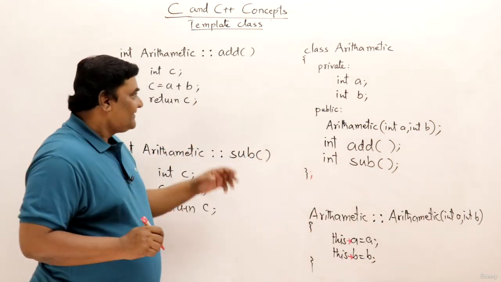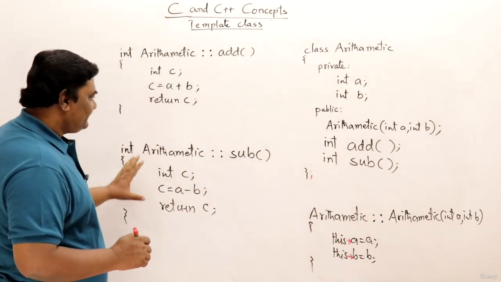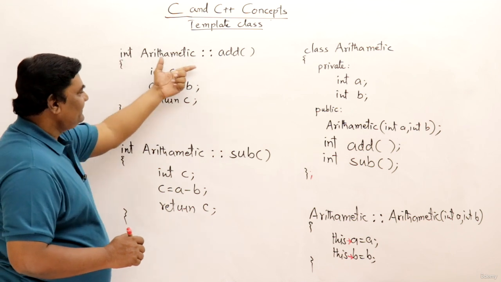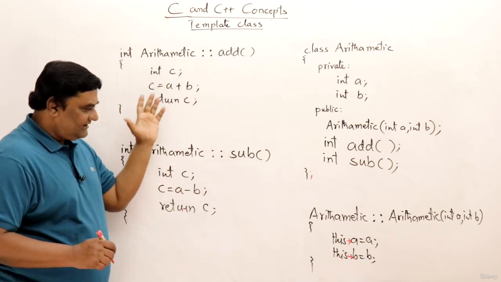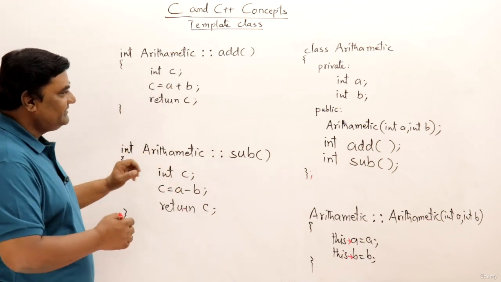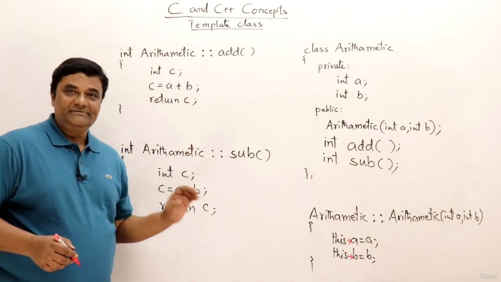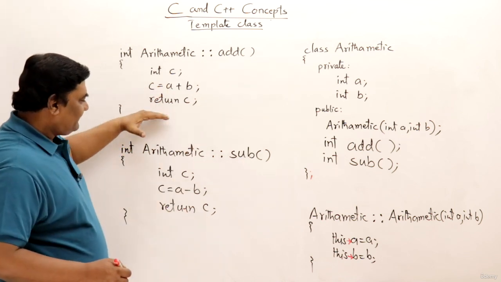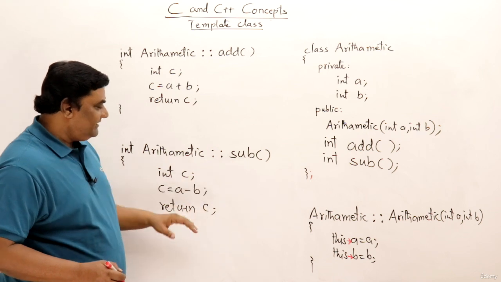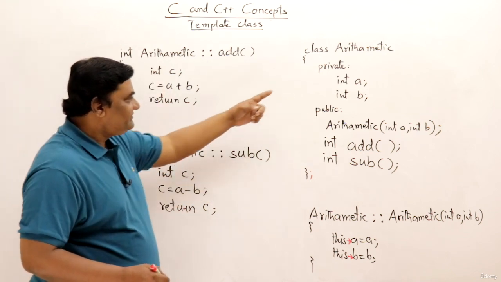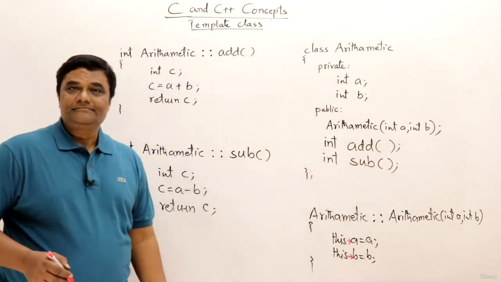Now next, this is the add function, this is the subtract function, using the class name and scope resolution. So just look at the class one. You must be familiar with this already. In the previous video I have explained how to write a class, everything I have explained. This is adding and returning, this is subtracting A and B and returning. Both these functions are directly accessing the members.